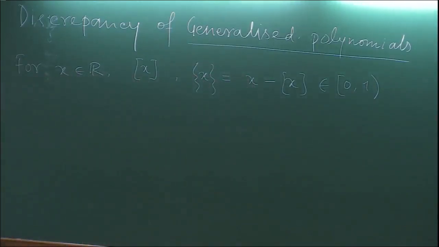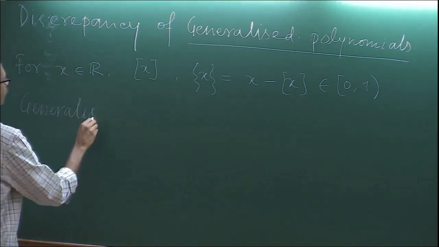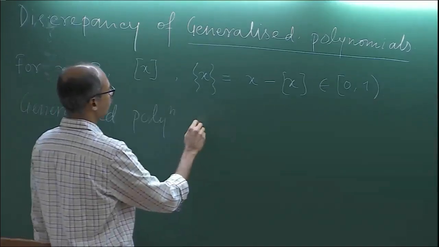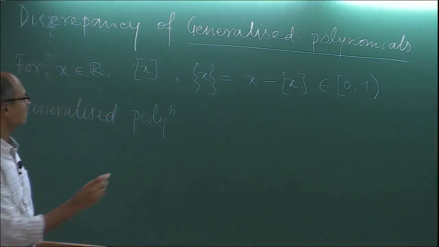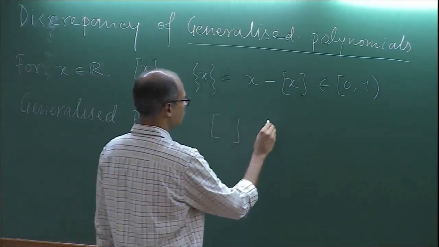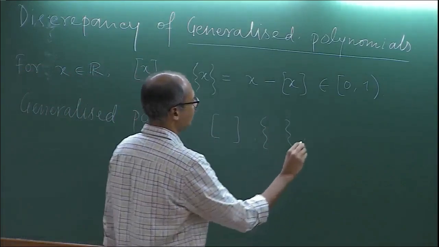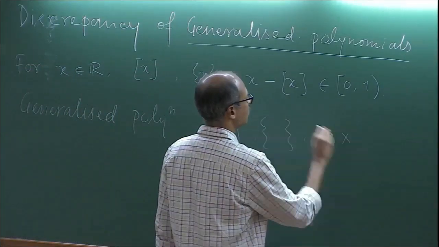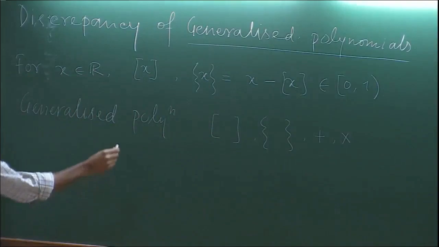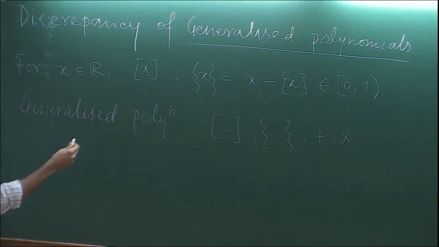So roughly speaking, a generalized polynomial is a polynomial which is written with the operations of bracketing, both these brackets, in addition to the plus and multiplication. So I would also formally define it. A formal definition would be inductive. So I define it like this.